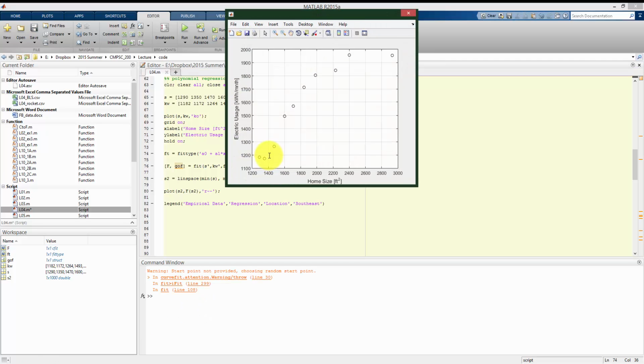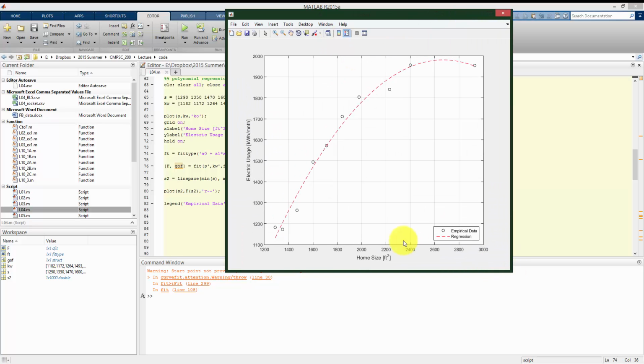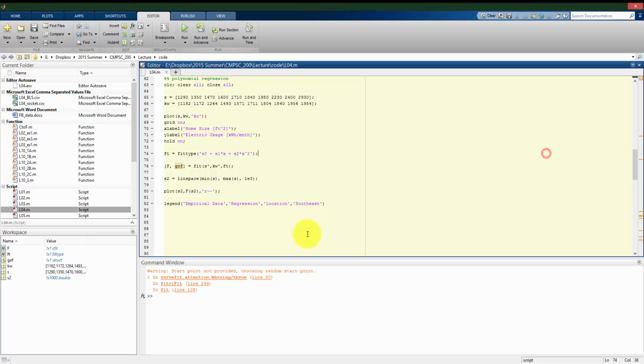So if I rerun this with a different fit, and now we see when I put on my regression line, this red dashed line, that it appears, at least visually, to fit my data much better than the linear fit did. So the points are much closer to the line, so it does a better job describing this relationship.